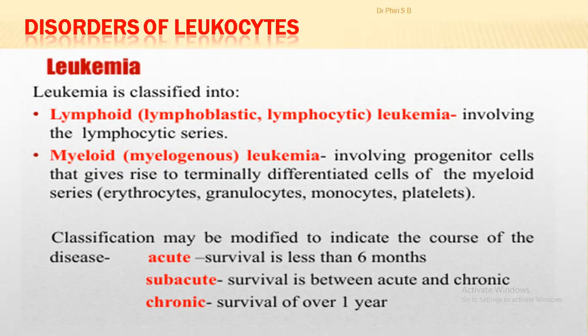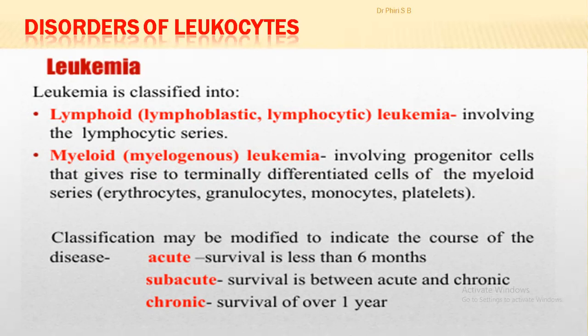Then these classifications may be modified to indicate the course of the disease depending on the time, whether it's short-term, long-term, or in between. So you can have acute leukemia. Survival is less than 6 months. So it's very acute. Then subacute survival is between acute and chronic.